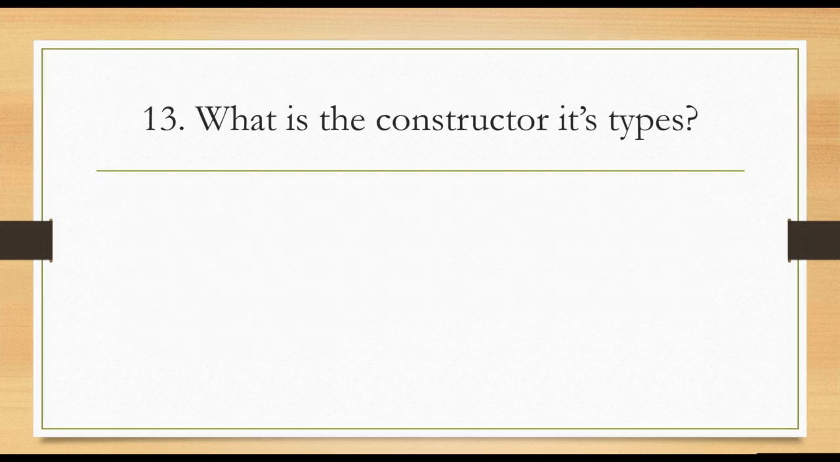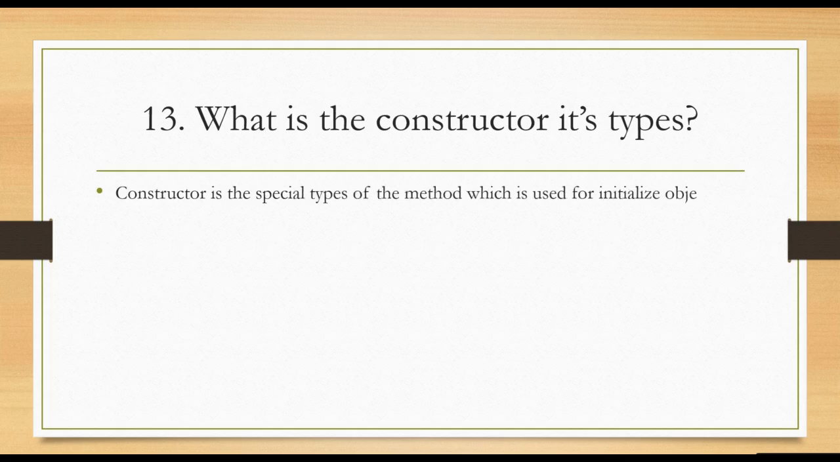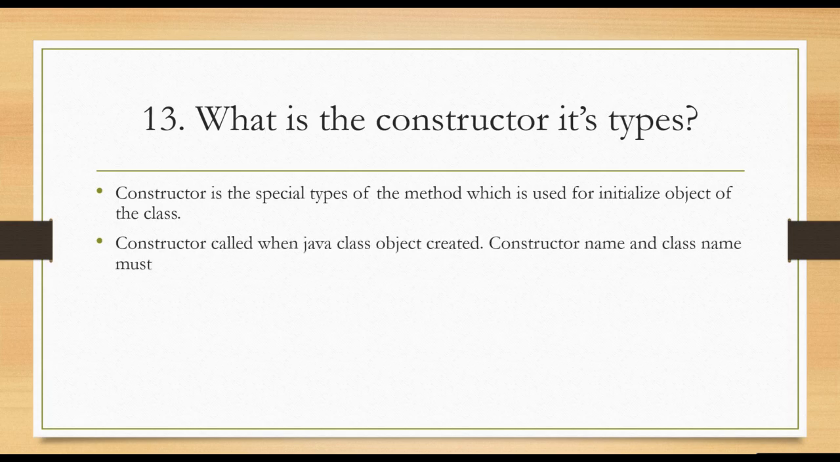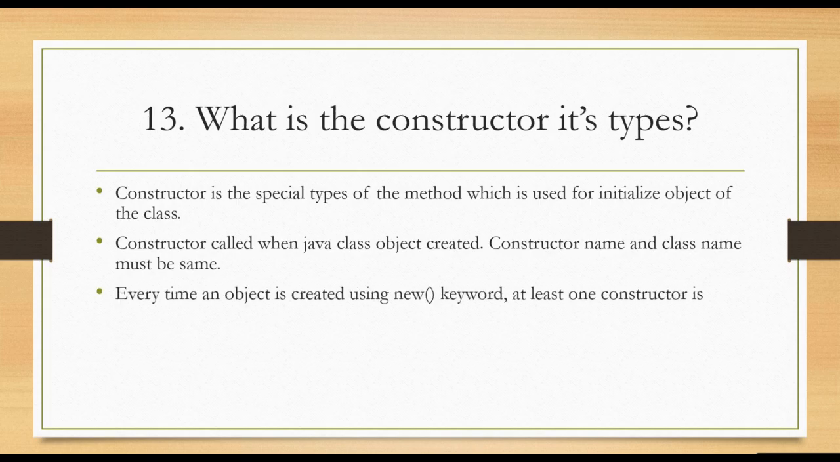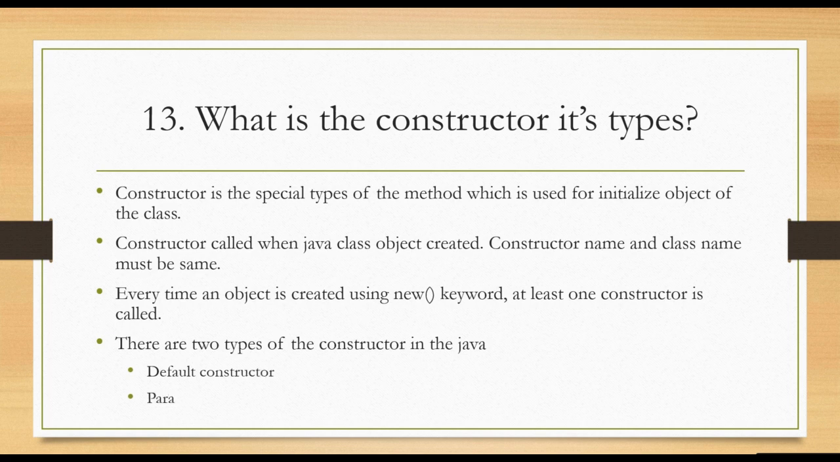So next question we will see what is the constructor and its type. A constructor is a special type of method which is used to initialize an object of the class. A constructor is called when a Java class object is created. The constructor name and the class name must be the same. Every time an object is created using the new keyword, at least one constructor is called. So there are two types of constructor in Java. The first one is the default constructor and the second one is the parameterized constructor.